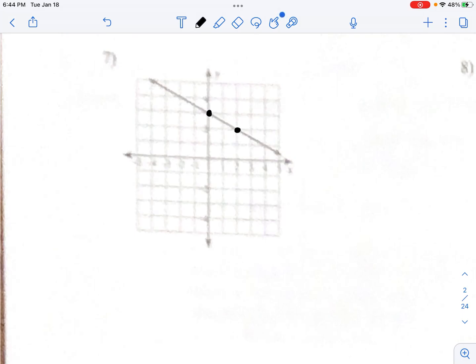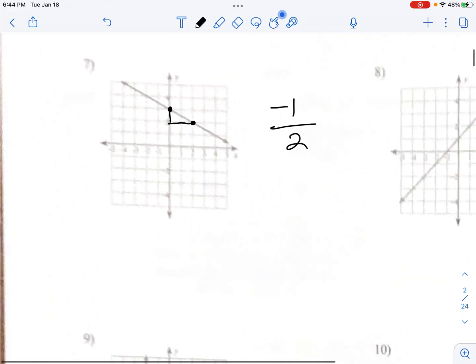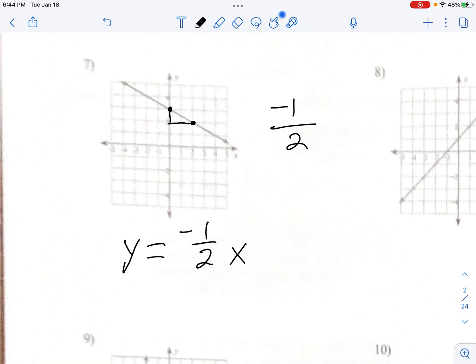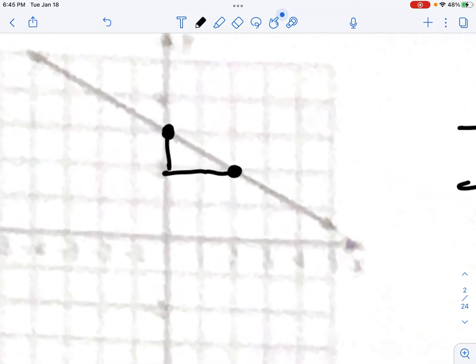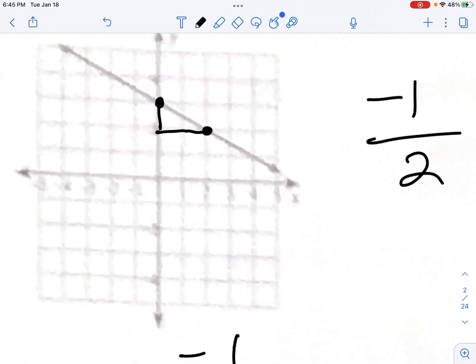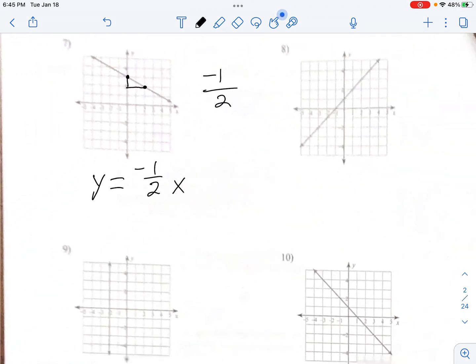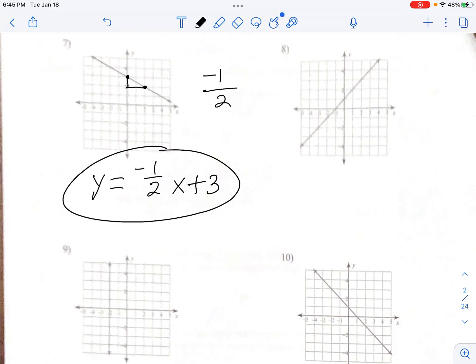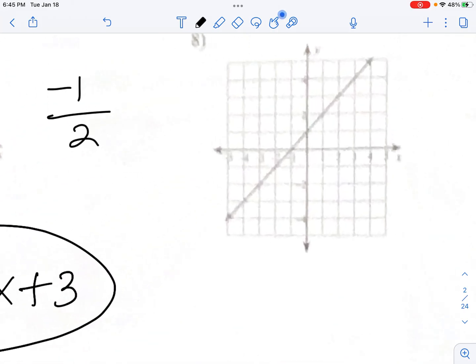You're going down 1, right 2. So negative 1/2. That's your slope. And remember, put the x by it. And then where's it at? It's at 1, 2, 3. So plus 3. And that would be your answer.